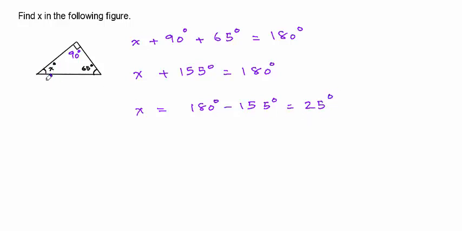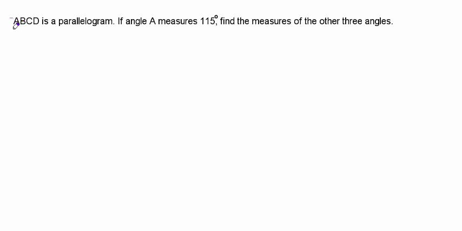So we could say X is 25 degrees, or X degrees is 25. So X is 25. Let's put it like that. Let's try another one now. ABCD is a parallelogram. If angle A measures 115 degrees, find the measures of the other three angles.